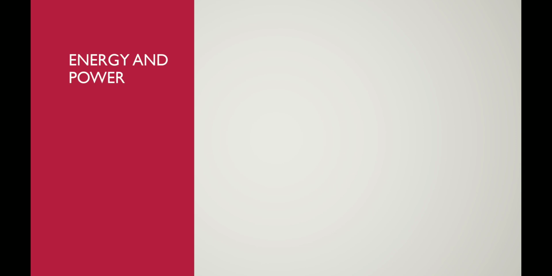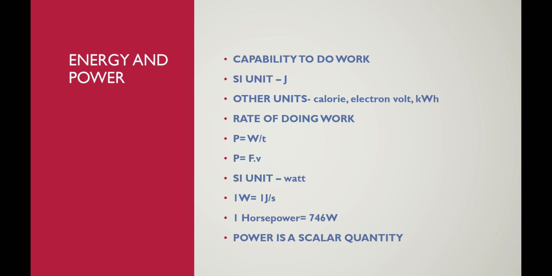The next topic is energy and power. Energy is defined as the capacity to do work and its SI unit is the same as that of work because both energy and work are closely related to each other. For example, if a man does 100 joule of work, then the energy spent by him will also be 100 joule. Some other units of energy are calorie, electron volt and kilowatt hour.